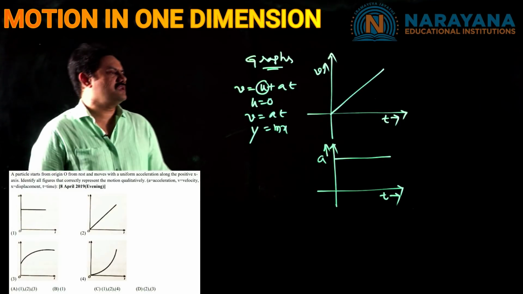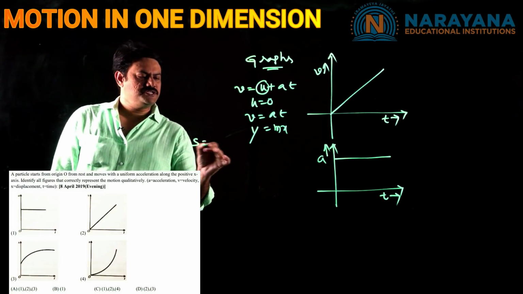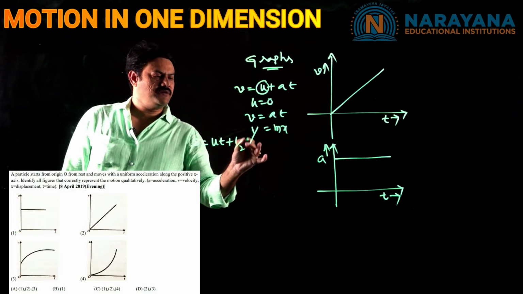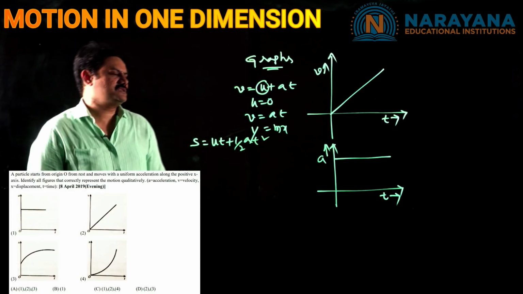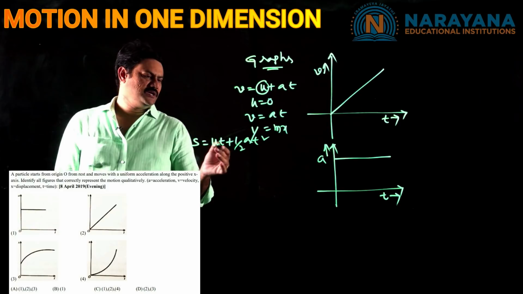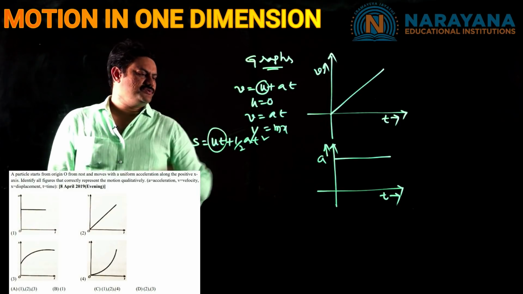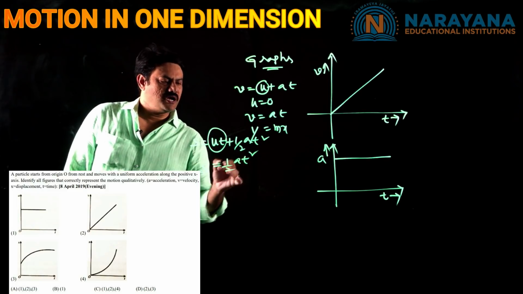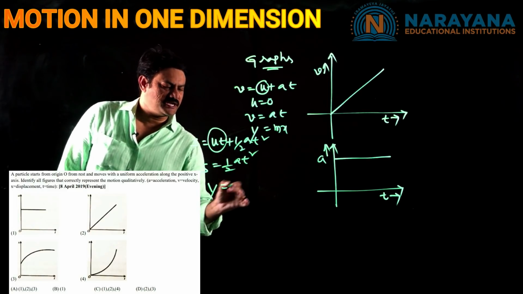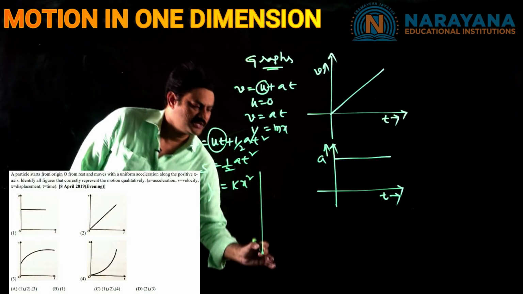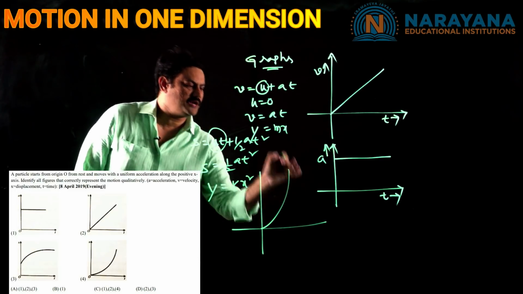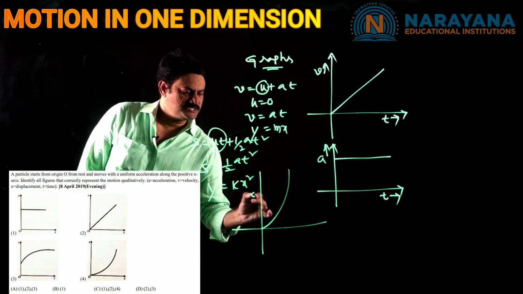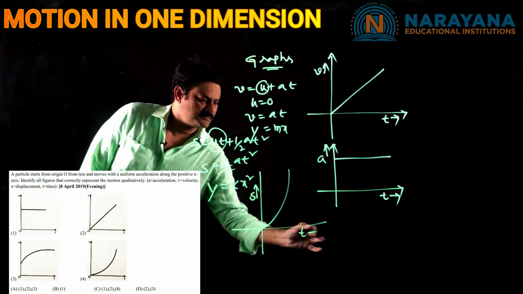And if you want to draw the position-time graph, by using this formula, s is equal to ut plus half at square. Starting from rest, u is equal to 0 and s is equal to half at square. So half a is a constant term, so this is like y is equal to kx square. The nature of the graph is a parabola. So this is displacement and this is time.